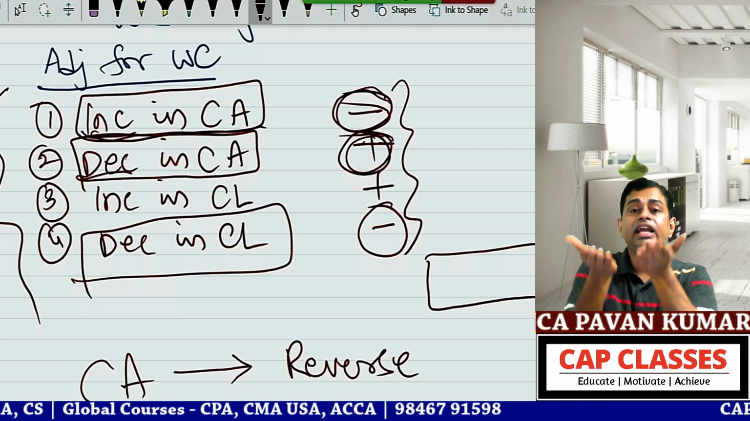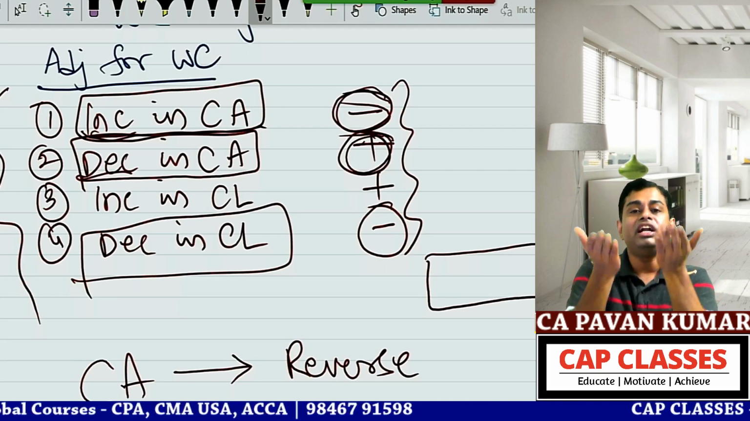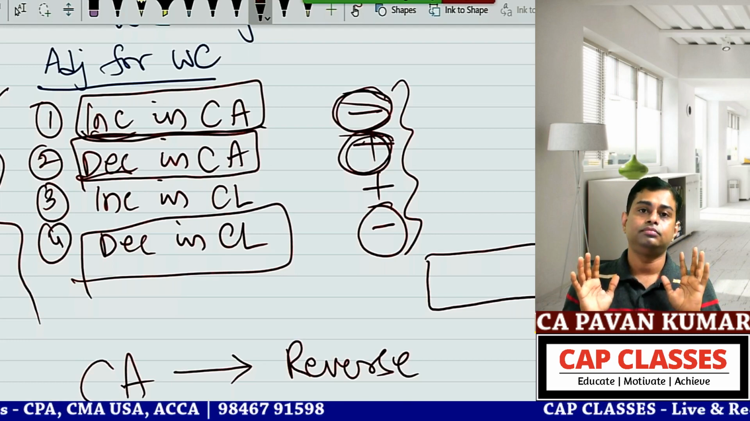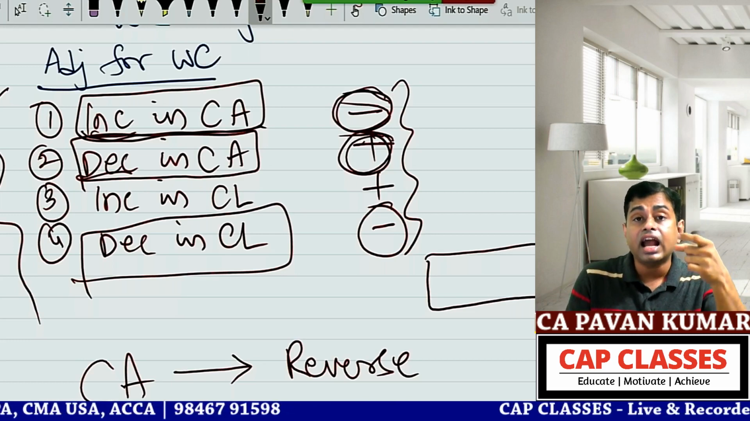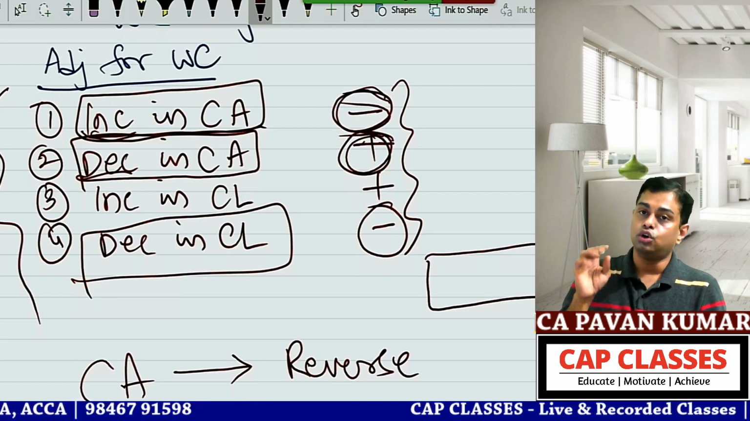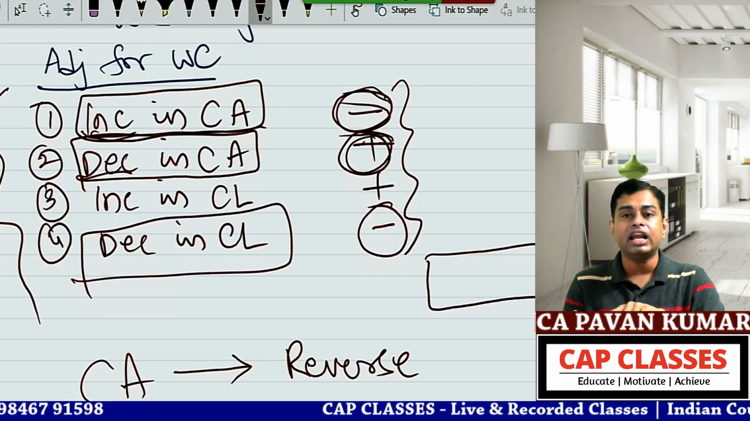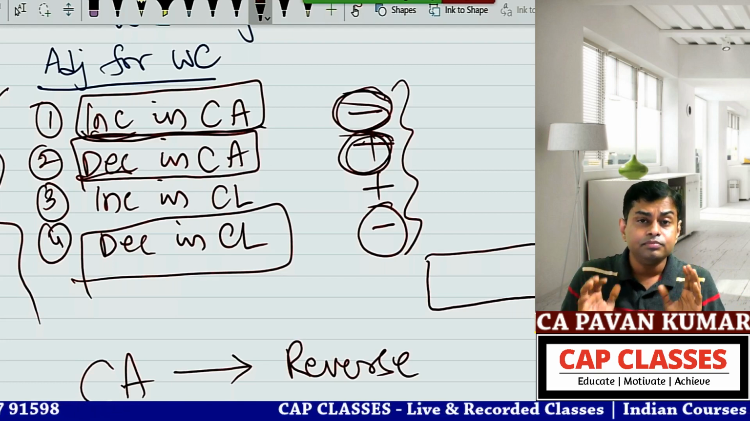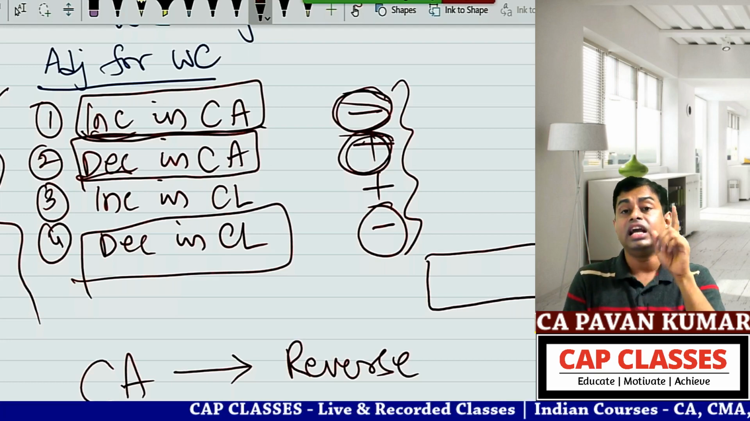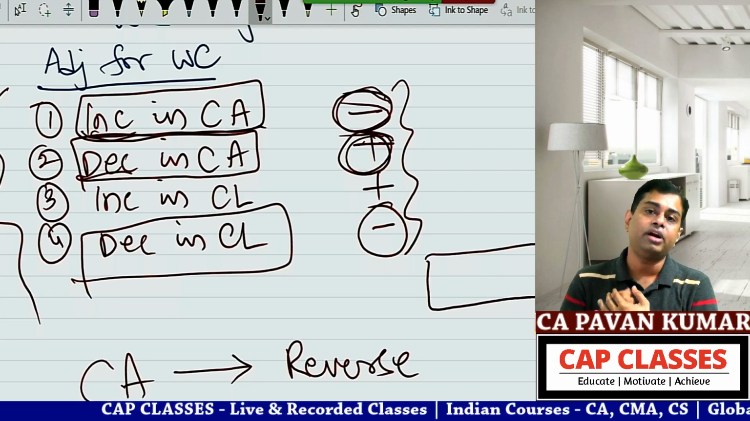Current asset increased, decrease it. Current asset decreased, increase it. Current liability increased, increase cash. Current liability decreased, decrease cash. That's all. Then first calculate cash flow from operating activities before working capital adjustment. Do these 4. Then cash flow from operating activities after working capital adjustment. After that, take tax. Then you will say this is cash flow from operating activities. If it is positive, it is positive; if it is negative, cash used in operating activities.